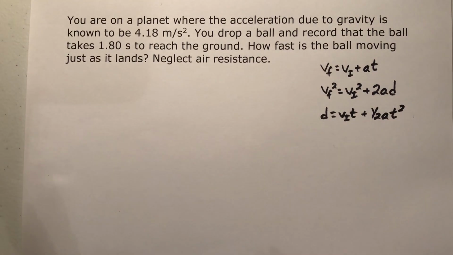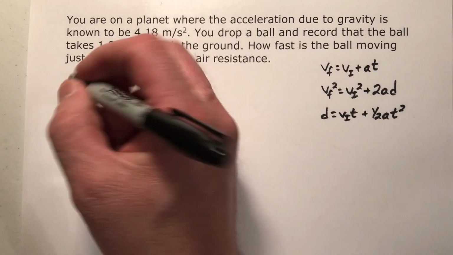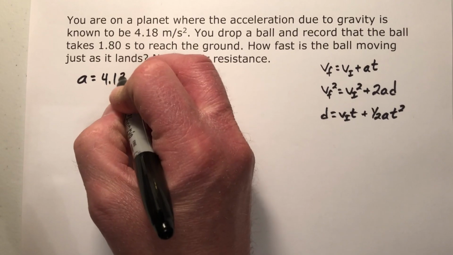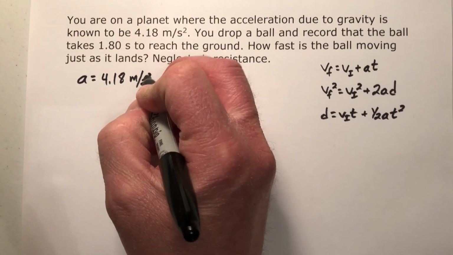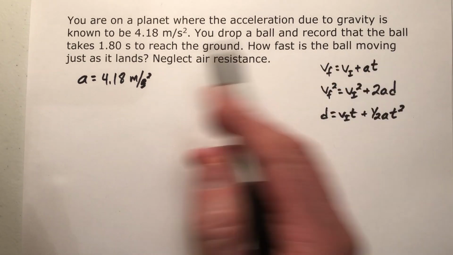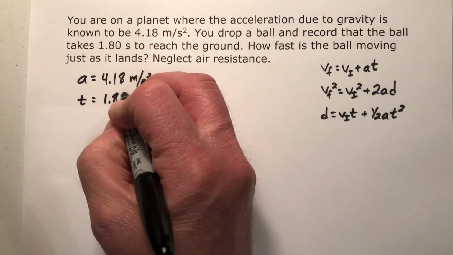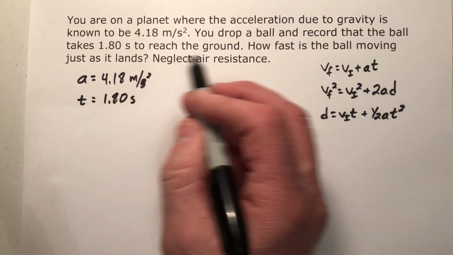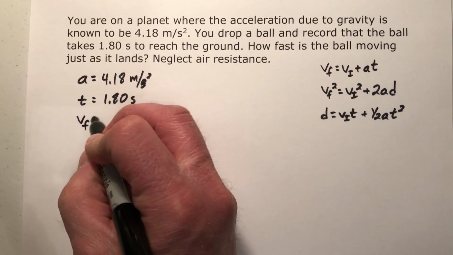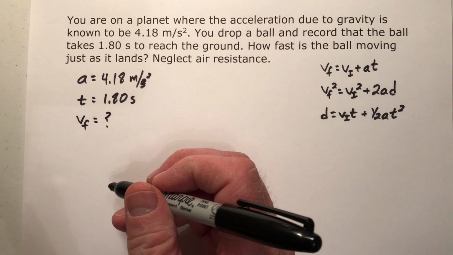Now we read the question. You are on a planet where the acceleration due to gravity is known to be 4.18 meters per second squared, so that will be our acceleration. You drop a ball and record that the time is 1.80 seconds to reach the ground. How fast is the ball moving just as it lands? So that would be our final velocity. Neglect air resistance.